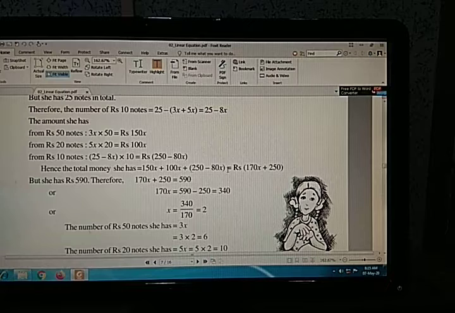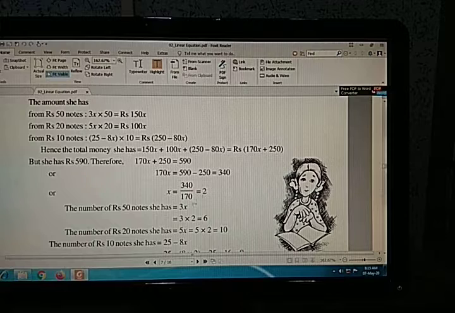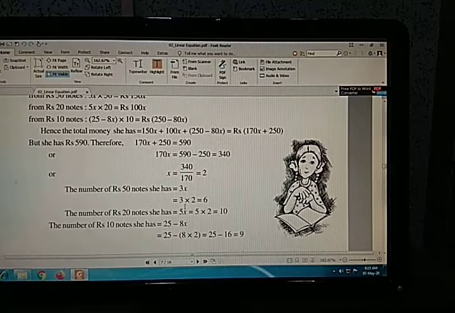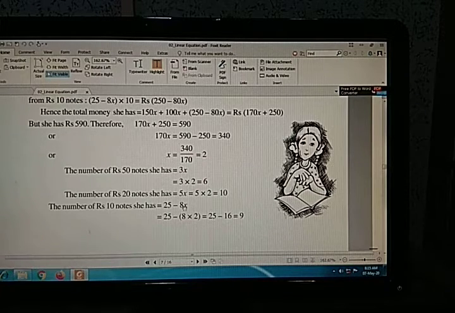So we take all the like terms to one side, 150x plus 100x minus 80x. How much is it? It is 170x, and the 250 will be as it is. Then it goes to the other side, and then we find the value of x, which will be 2. Now substitute the value of x. So the number of 50 rupee notes will be 6, and the number of 20 rupee notes will be 10.